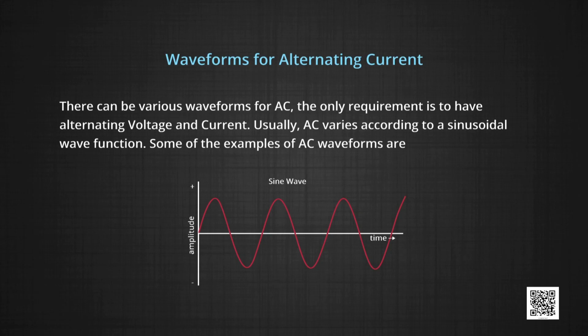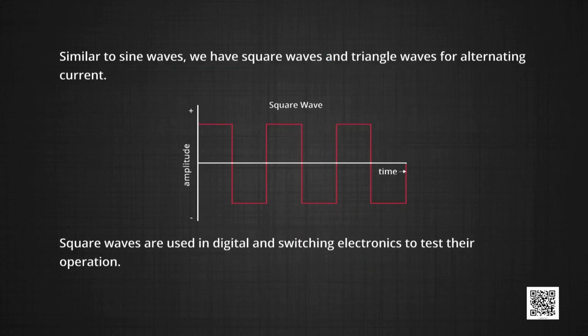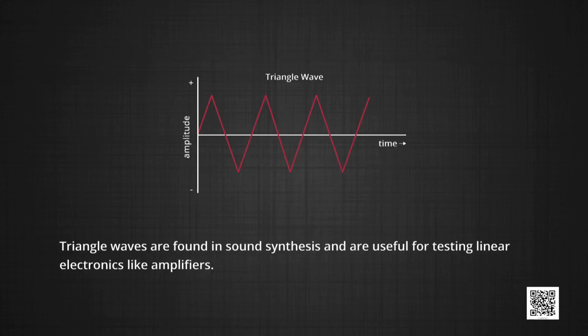If you see this, initially we have that sine wave, and now we can see another type of wave in the form of AC wave, how it looks if it is digital. Square waves are used in digital electronic circuits for testing operation. At the same time we can see this AC wave as a triangle wave, which is found in sound synthesis, and these are very useful in testing linear electronics like amplifiers.